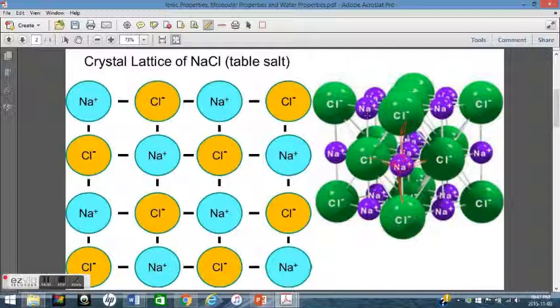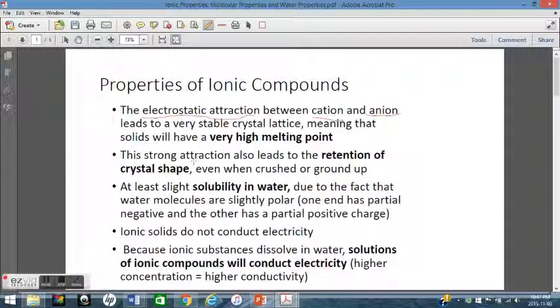That strong attraction also leads to the retention of crystal shape. So if you take a look at sodium chloride under a microscope, even after you've smashed it with a hammer, the little pieces of dust will still have cubic edges. And it might not be perfect little cube shapes, but the edges and the break points will be cubic.